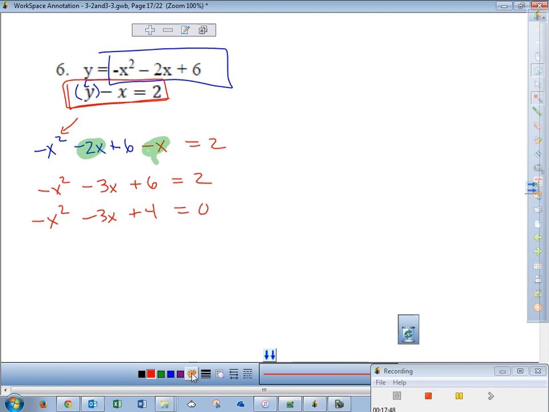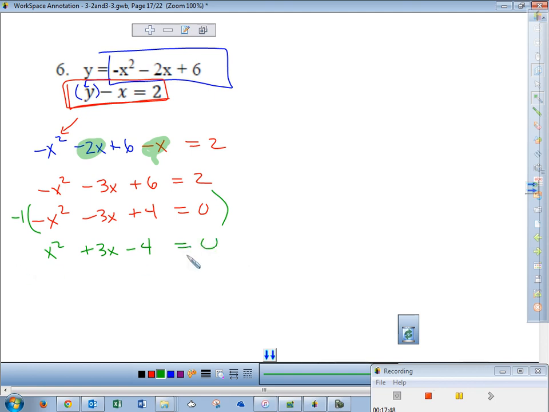Why don't I like it? The a value is not 1. Can I easily do something to this equation to make that turn into a 1? What do you want to do? Take everything times negative 1. Wouldn't that change all the signs? Math magic, baby.